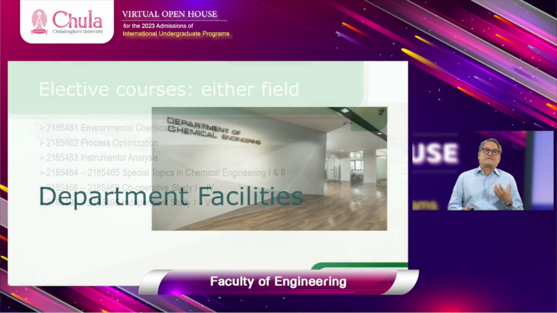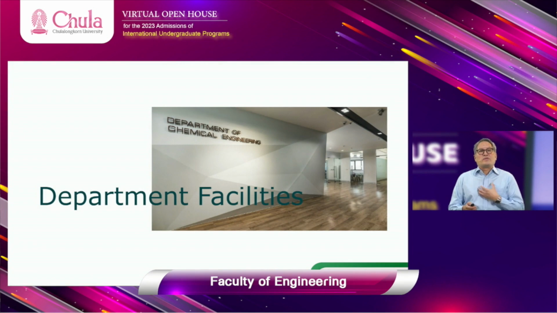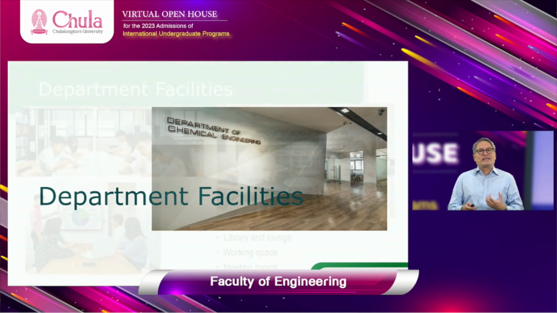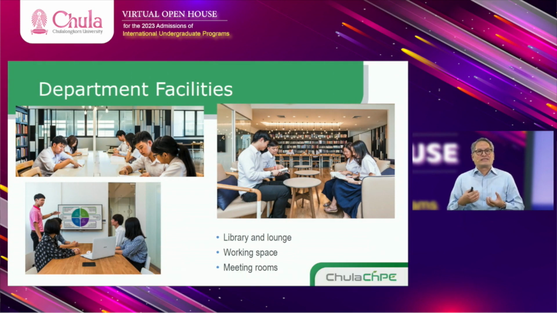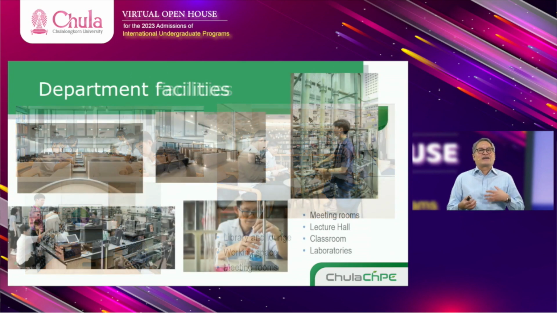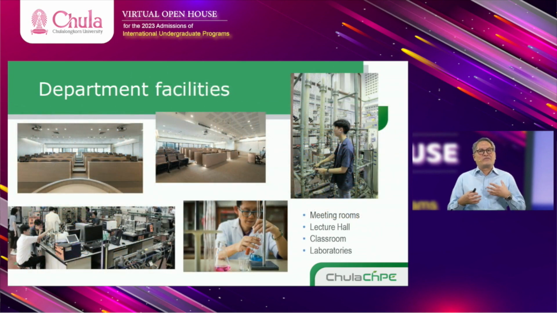Okay. Next, the different facilities. So our facility is in the Faculty of Engineering, in Building 4 on the 10th floor. We have a library that we converted into more of a student lounge and co-working space. We also have small meeting rooms where you can have a discussion or do a presentation to our lecturers. And we also have a classroom there that was revamped.